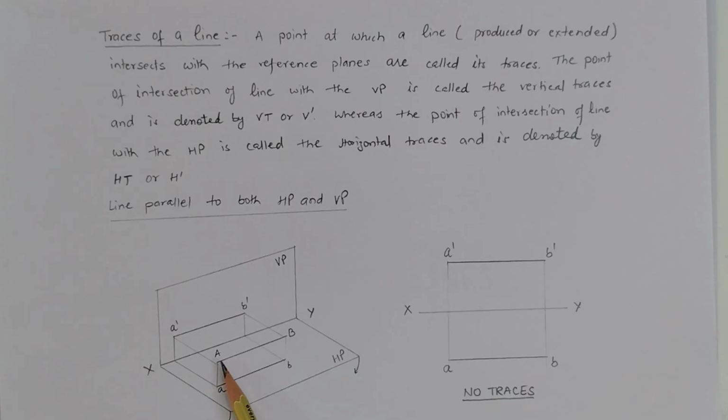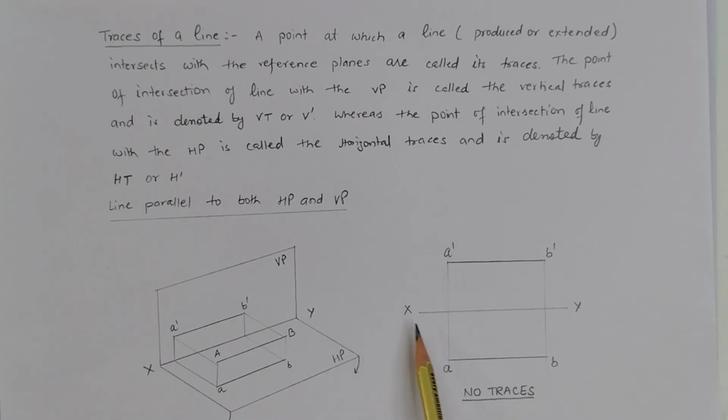When we draw its projections, the projection of A in the top view is a and of B is b. We just join these two points. This is the projection of the line in the top view. Similarly, a dash and b dash are the respective projections in the front view. When we join these two, this is the elevation of line AB in the vertical plane.